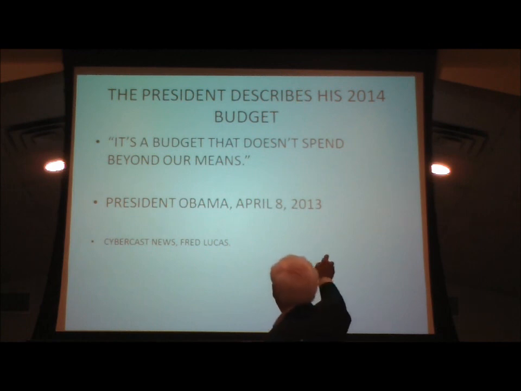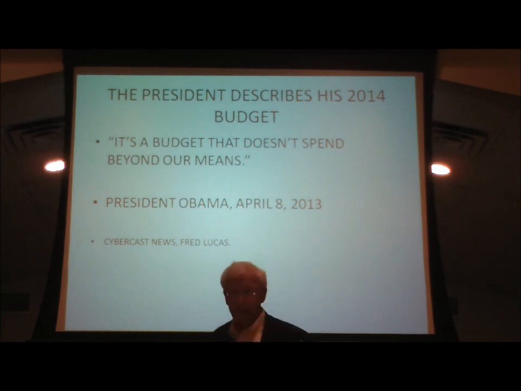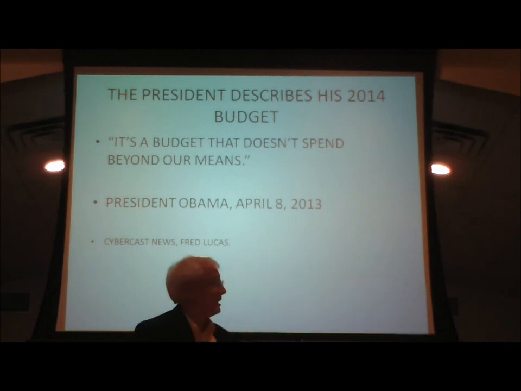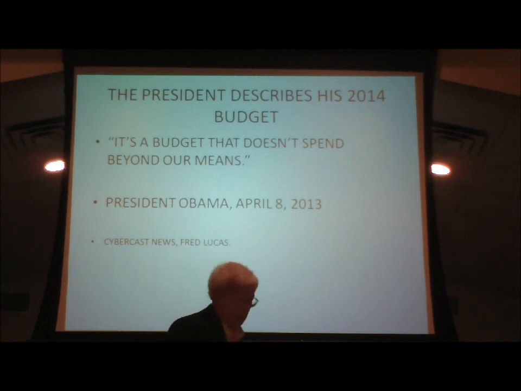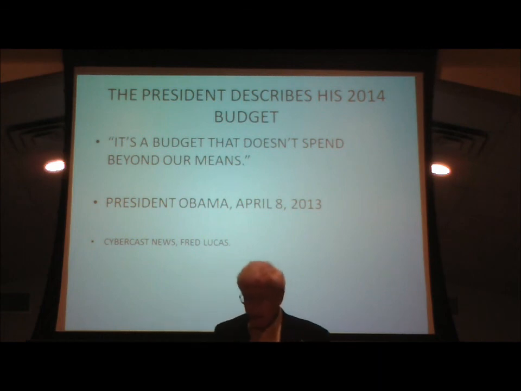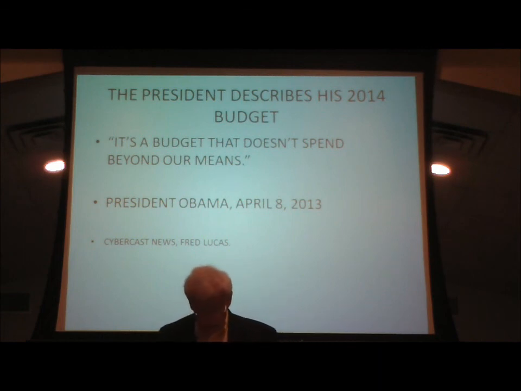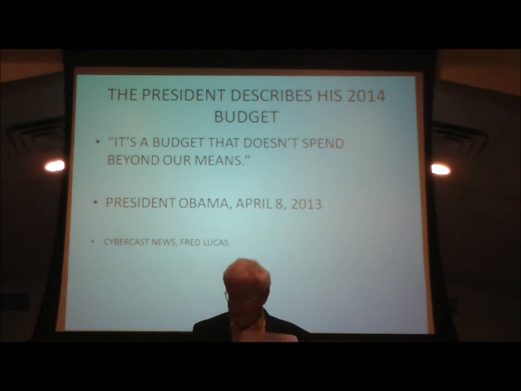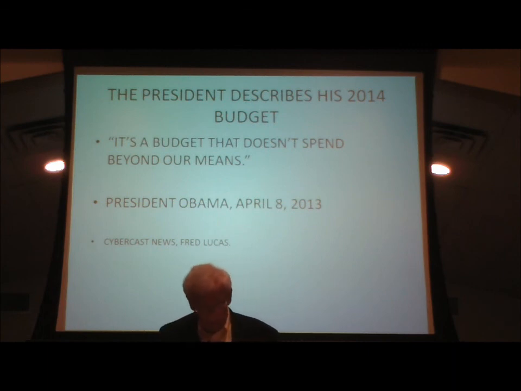This is the 2014 budget, the one that came out Wednesday. I love this statement. This was quoted by Fred Lucas on Cybercast News. Quote, "It's a budget that doesn't spend beyond our means." So I thought, first thing you need to do, Tim, you need to go to that budget. I'm looking at table S5 here, which gives you outlays and receipts and deficits.